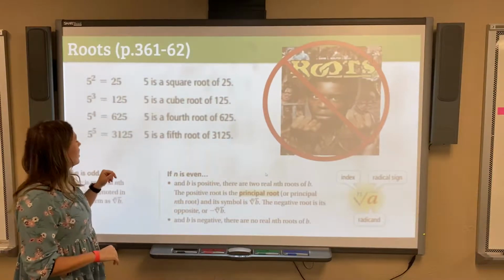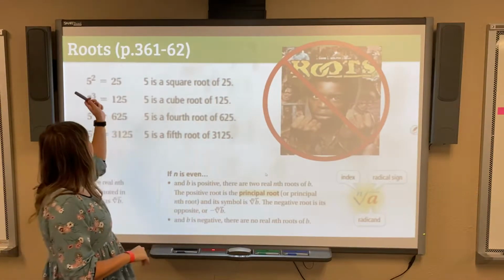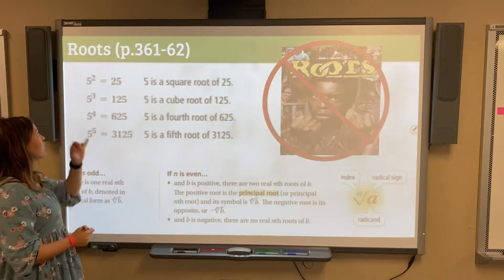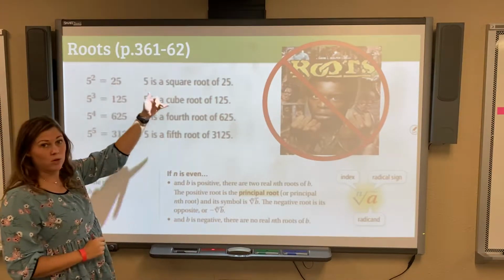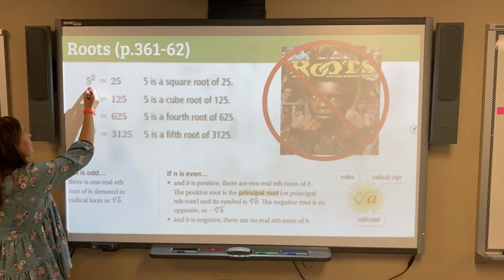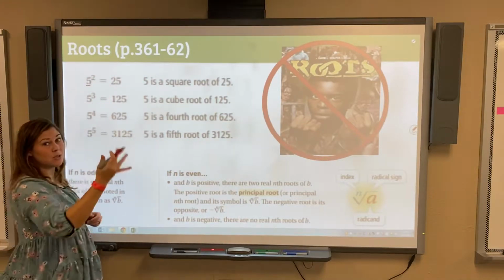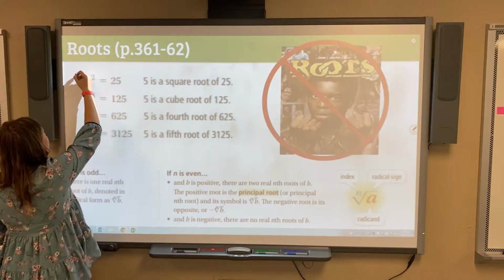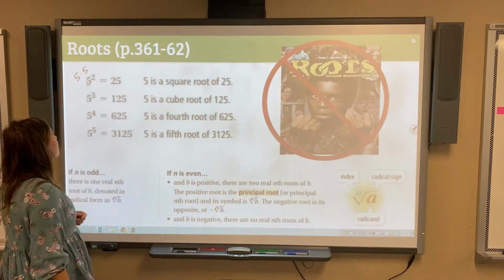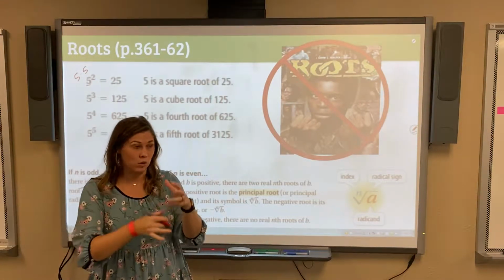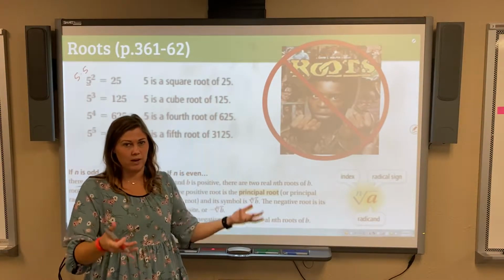So we have here 5 squared equals 25. Okay, so 5 is a square root of 25. And remember, this is your base, this is your exponent. The exponent tells you how many times you multiply. So this would be like 5 times 5 equals 25. So there are two numbers, or there's two 5s, that multiply to get 25.